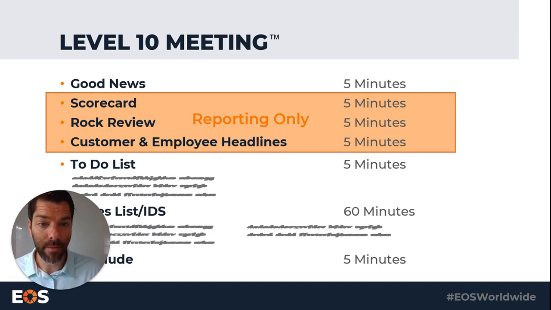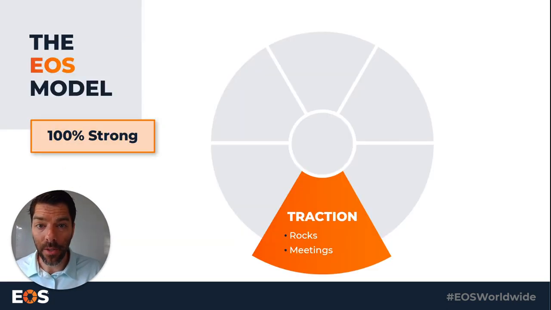5 minutes to go in the meeting, you move to conclude, you recap the meeting, you recap the to-do list, you talk about if there's any messages you want to cascade, and then you rate the meeting 1 to 10. How did you feel? You want to get to the point where you're rating the meeting a 10. You feel like it was a valuable, productive use of your time. And so that's the level 10 meeting agenda. And so that is 100% strong.